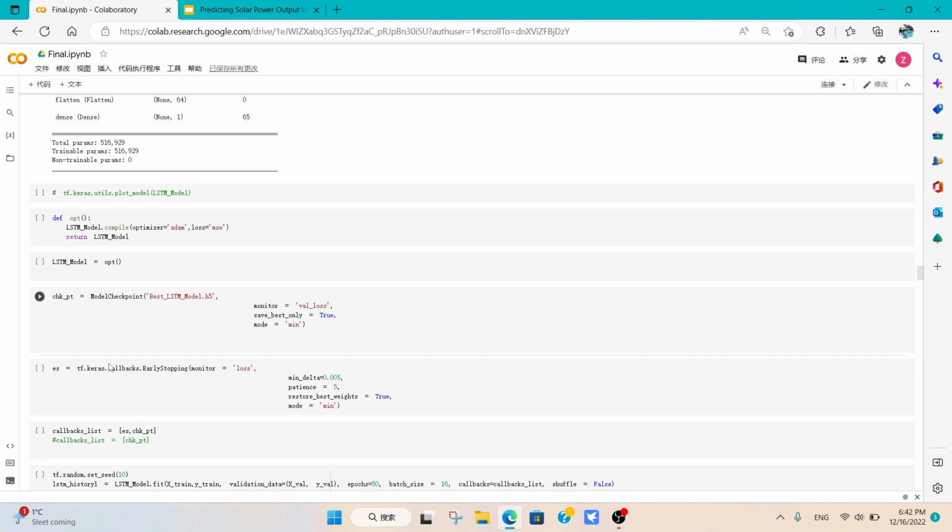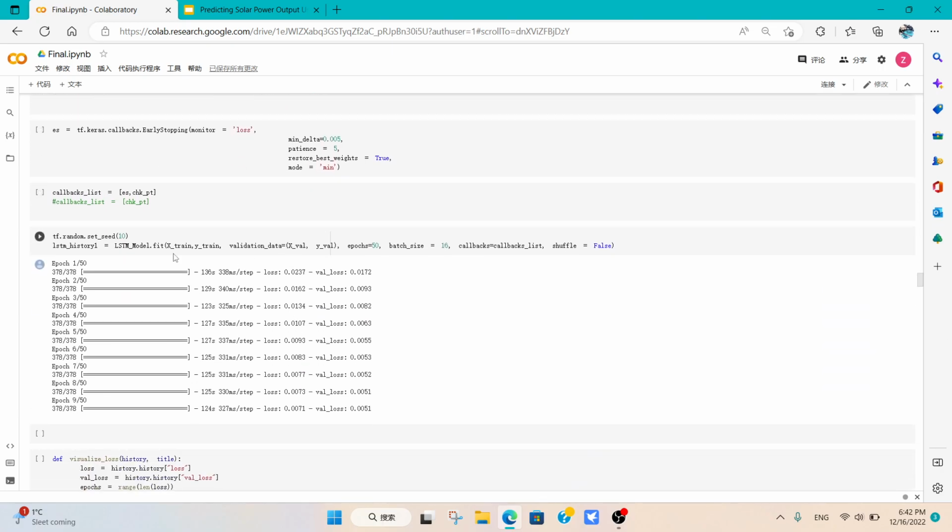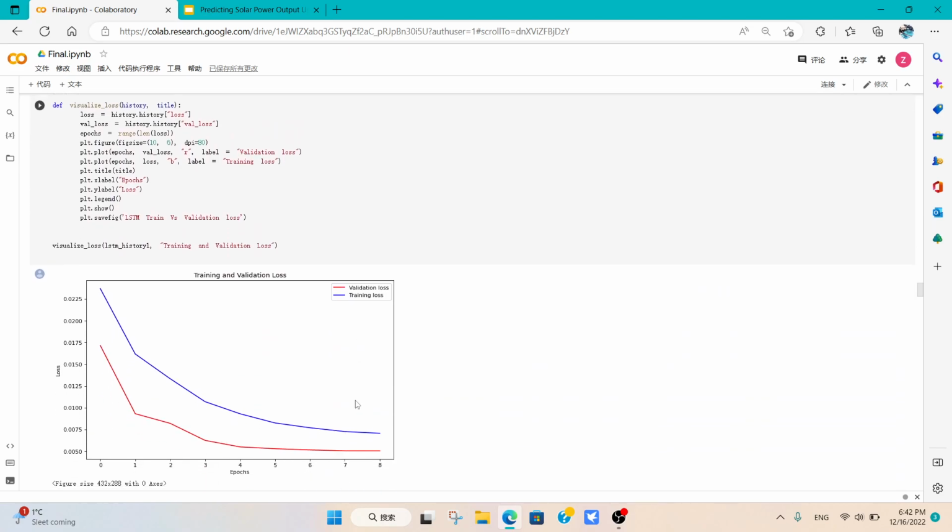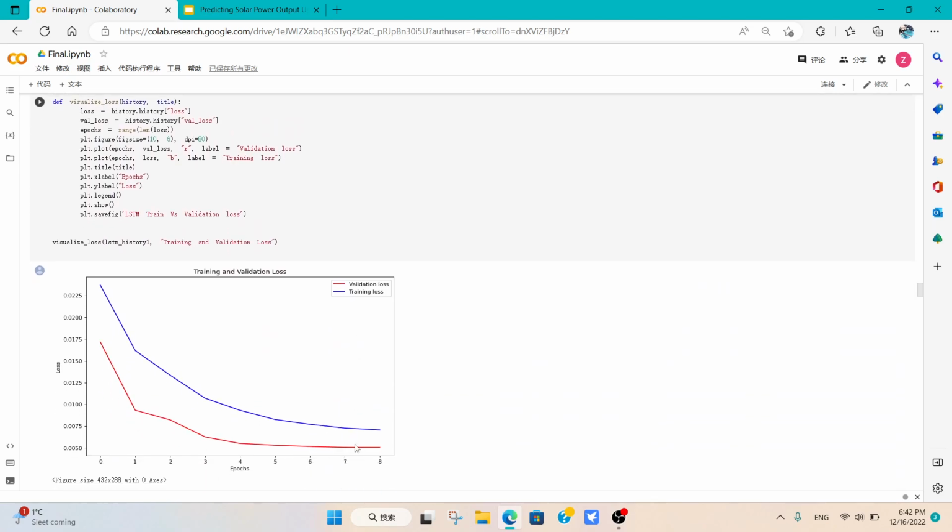Then we also used early stopping, and here, because our model is underfitting, we're monitoring the loss and not the validation loss. We ran our model for 50 epochs with a batch size of 16, and it came to completion around the ninth epoch. You can see that our model is underfitting because the training loss is more than the validation loss.